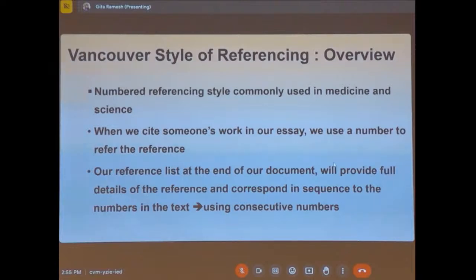Vancouver style: in medical sciences and nursing, the commonest way of citing is the Vancouver style of referencing. In this, the numbered referencing style is commonly used in medicine and science. When we cite someone's work in our essay, we use a number to refer to the reference. Our reference list at the end of the document will provide full details of the reference and correspond in sequence to the numbers in the text, using consecutive numbers. That is why we use the Vancouver style of referencing.